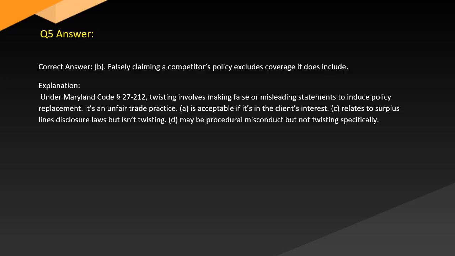A is acceptable if it's in the client's interest. C relates to surplus lines disclosure laws but isn't twisting. D may be procedural misconduct but not twisting specifically.